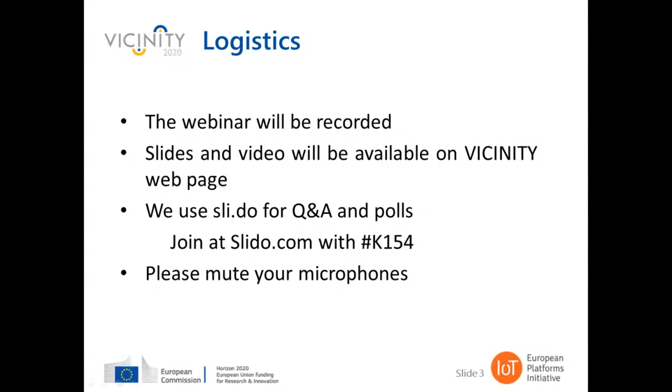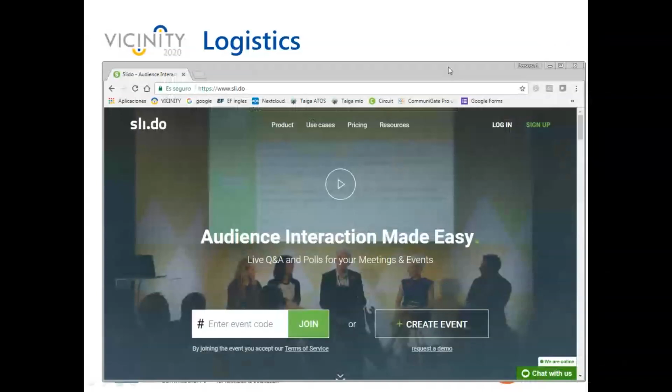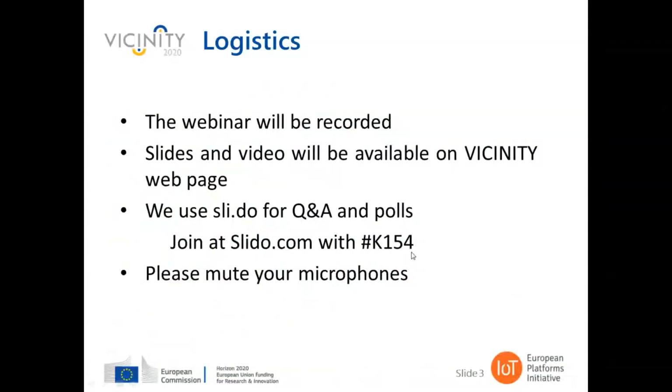Please, I will show you how to connect to Slido. Go to the Slido webpage, slido.com, and introduce the event code in this text box. As I explained, the code is K154. I have to remind you that your microphones are muted, okay?